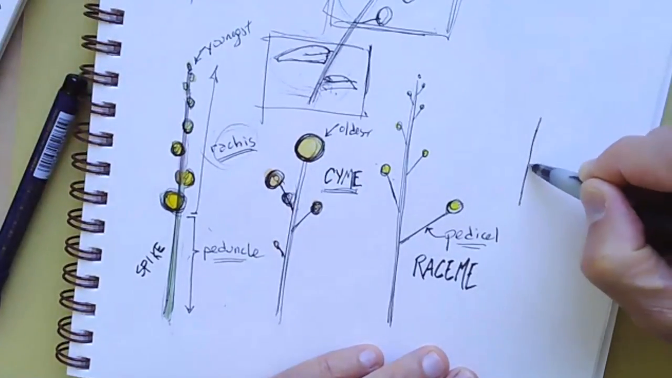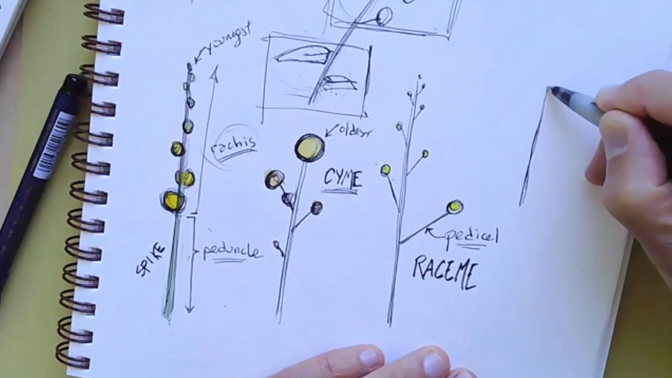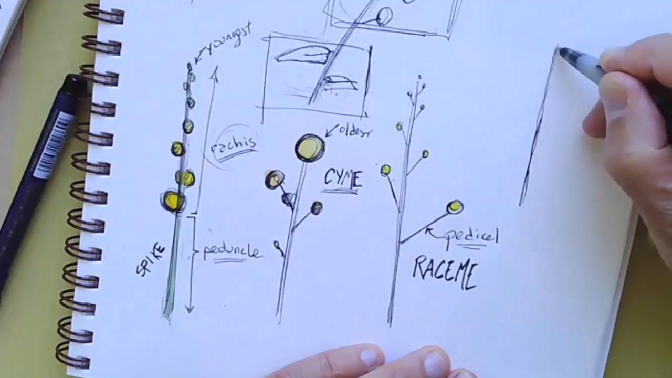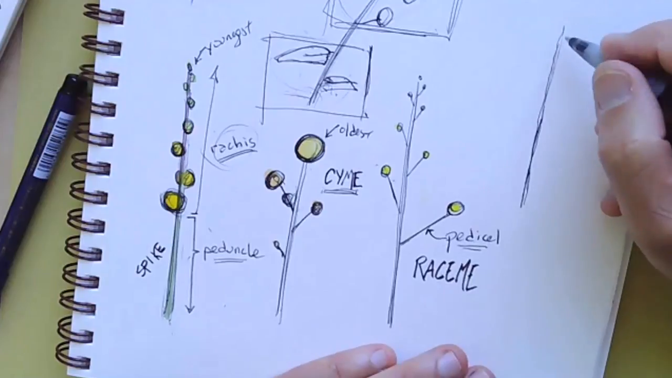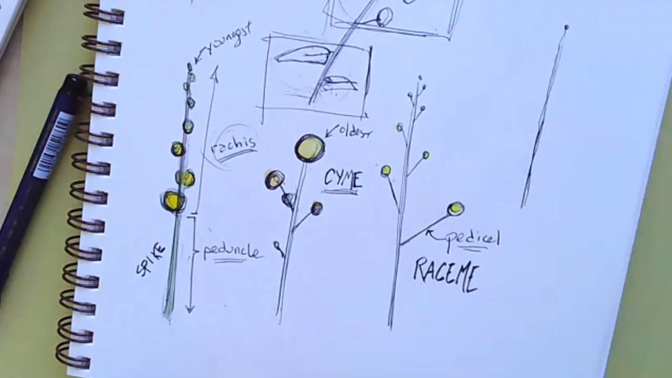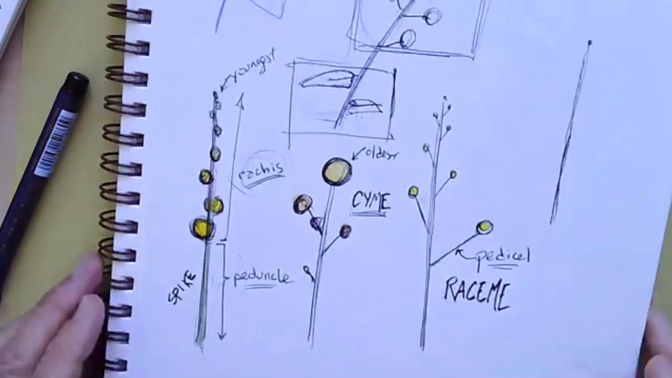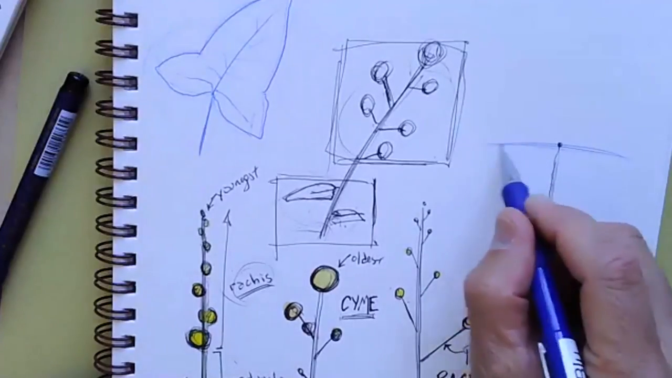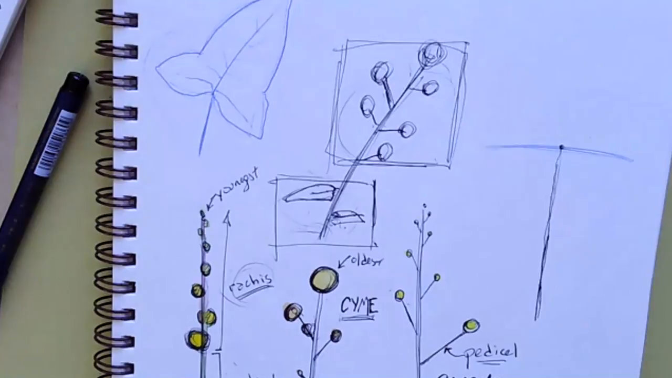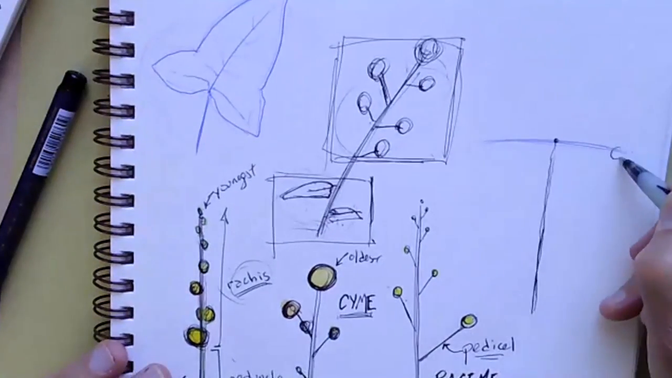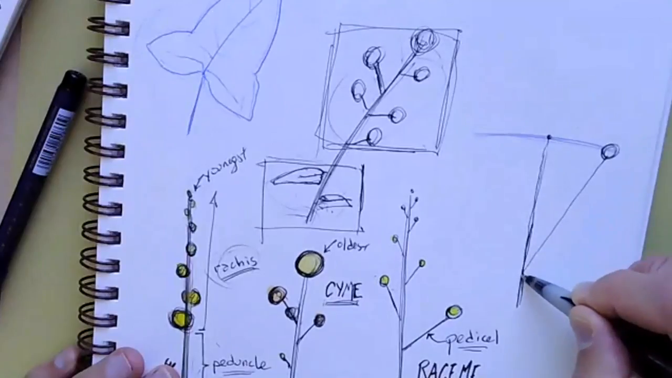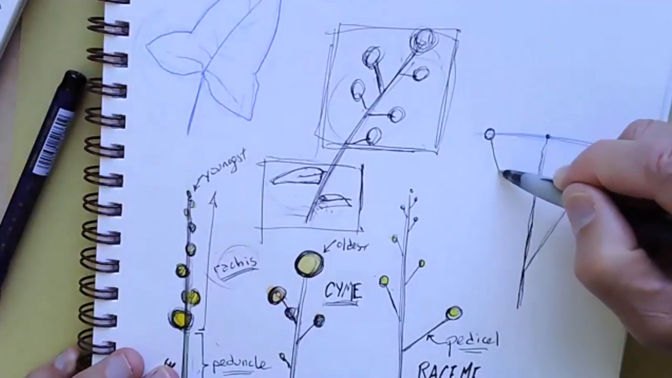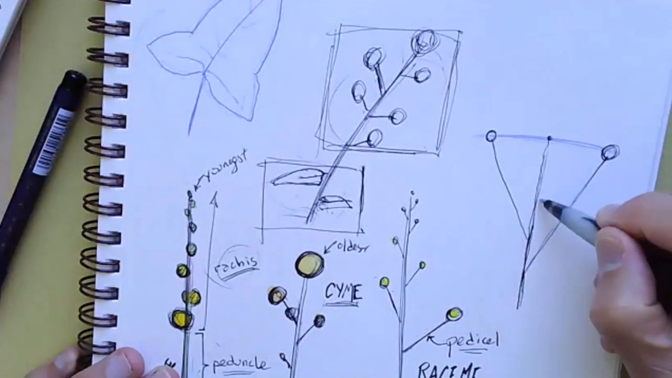So here is my peduncle sticking up, and it's going to go into the rachis. I can have a little bud here in the center. But this time, I'm going to have stalks of different lengths on these that is going to allow all the flowers to come to the same height. So this one here is all the way out there. So it's on a really long pedestal. This one over here, not quite as long. This one over here.